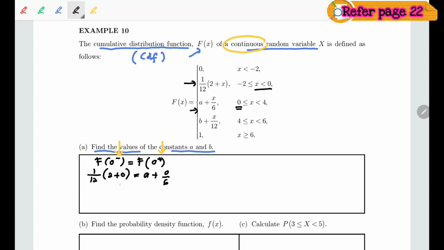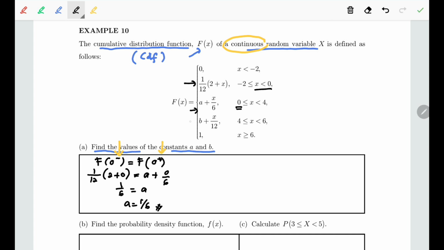So we are going to solve it. For the left side, we have 1 over 6. The right side, you have a. So a is 1 over 6. Then we're going to find the value of b. The function b plus x over 12 is for the interval 4 to 6. We can choose either 4 or 6, so I'm going to use 6.